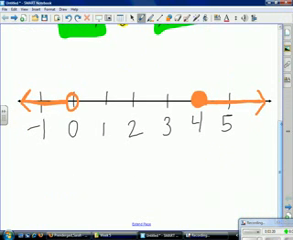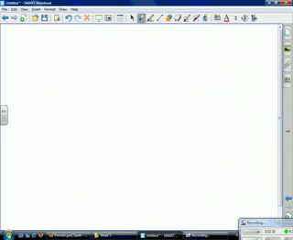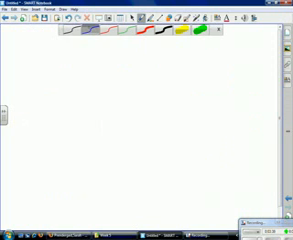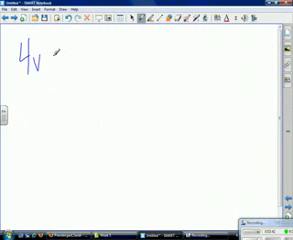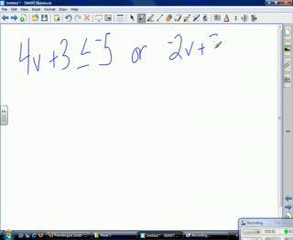Okay, so now we're going to talk about what we do if we have to solve the inequality. So let's look at another example. Again, you don't need to write this down. This example is, we have 4v plus 3 is less than or equal to -5, or -2v plus 7 is less than 1. Okay? So this is two separate inequalities, again, telling us two different things about the same variable v. But because they're not connected in any way, we can go about solving them separately.